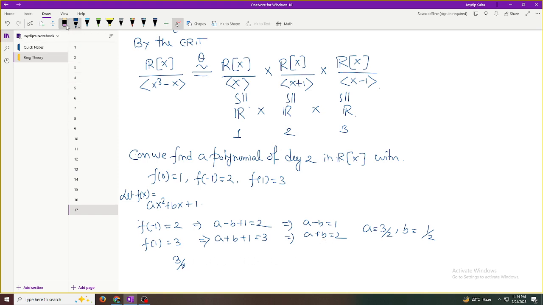3 by 2 x square plus half x plus 1, and then f(x) plus x cube minus x equals 1, 2, 3. That is it.